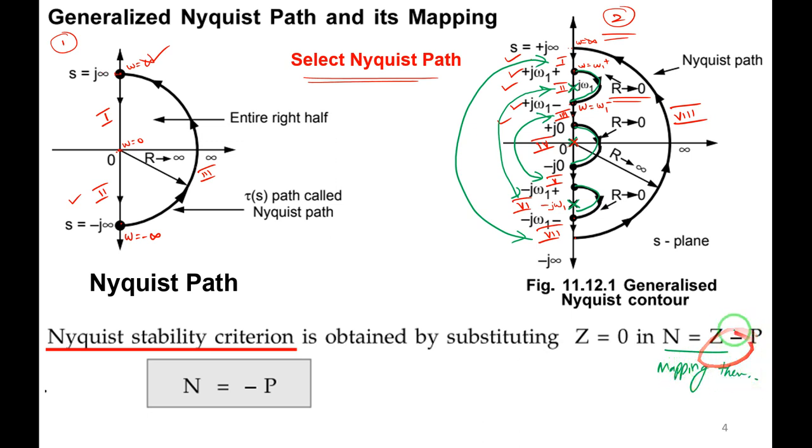R, also called the principle of argument. But for stability, Z should be 0, because the zeros of the function F(s) = 1 + G(s)H(s) should be 0. None of the zeros of the function F(s) should be in the right half of the s-plane, right? Then only the system will be stable. So Z is 0 means N equals minus P. This is the Nyquist stability criterion. So N equals minus P. We will see how to use this.